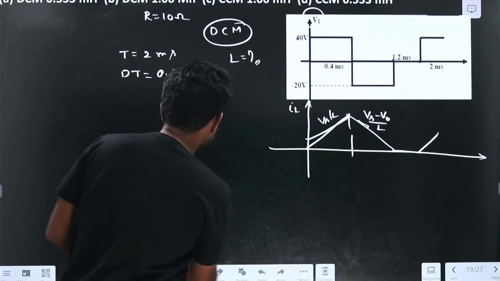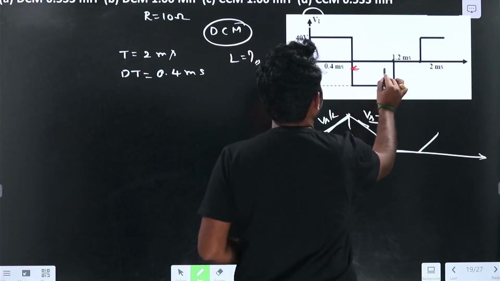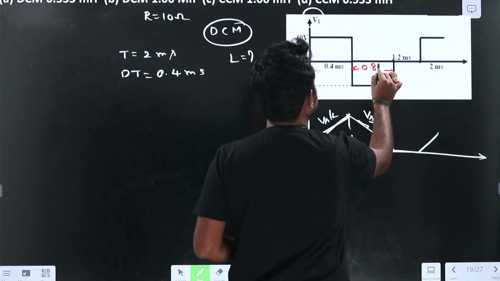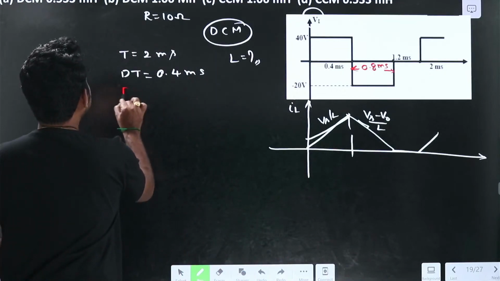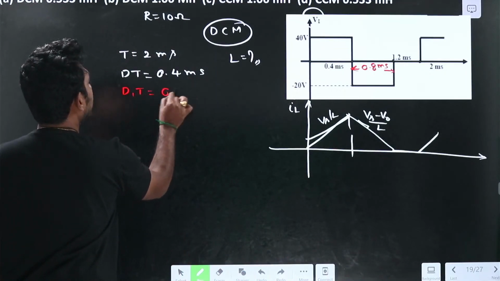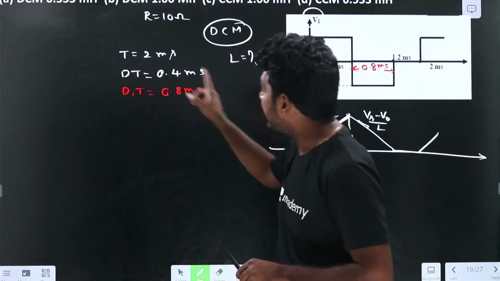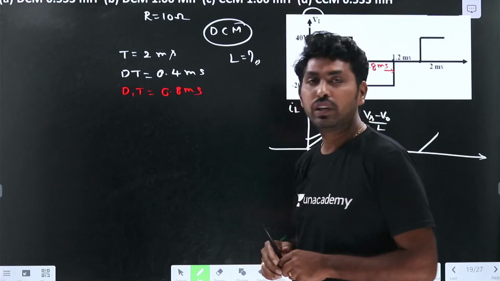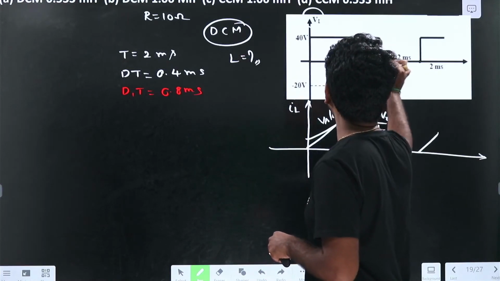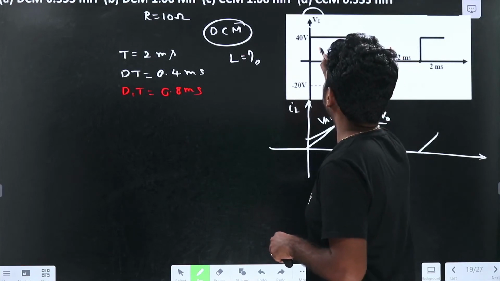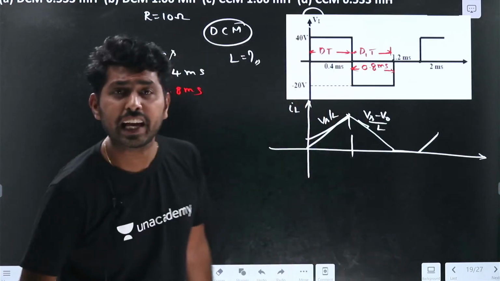So what is D1T? The remaining time period, from here to here, which is 0.8 milliseconds. D1 into T equals 0.8 milliseconds. If I know the T value, the dT value and the D1T value, can I find them? This portion will be D1T and this will be DT. So I can find D and D1 easily, right?